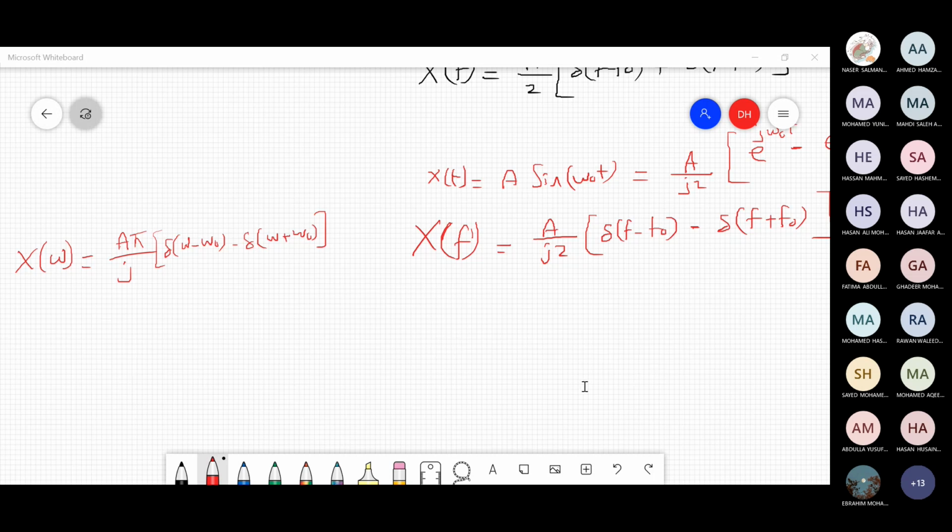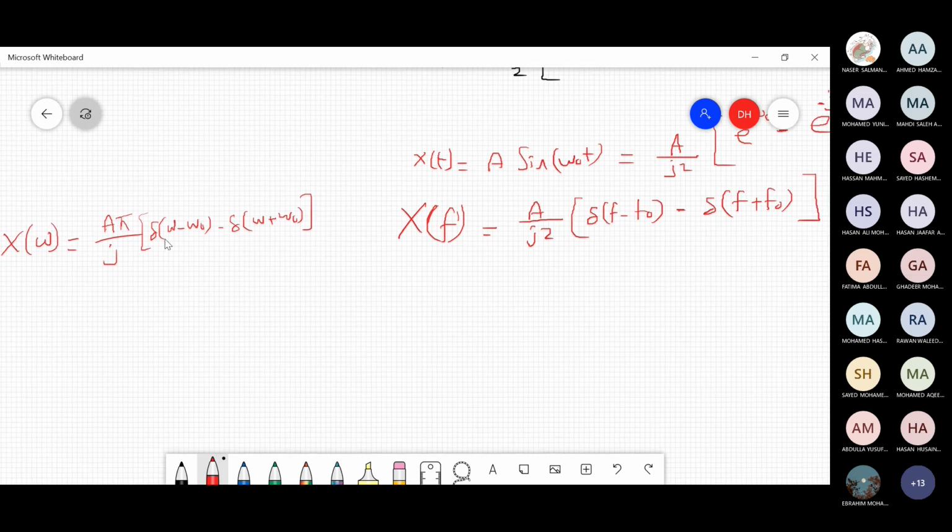Focus on one, then the second is easy to get. Okay, we know that f equals omega divided by 2 pi. So then you need to multiply it here by the scaling of f. So omega over 2 pi, it means that it is equal to 2 pi multiplied by delta omega minus omega naught. So this way you can change from f to omega.